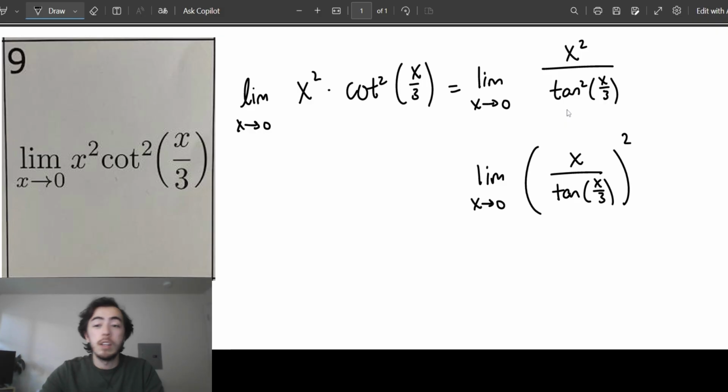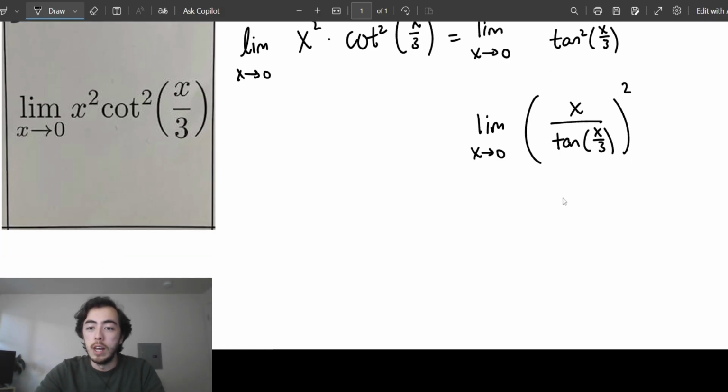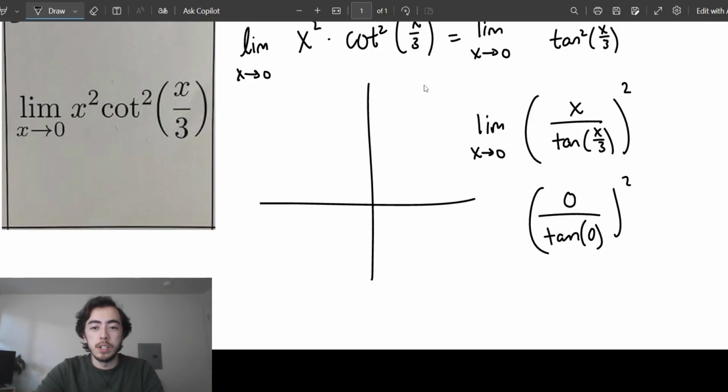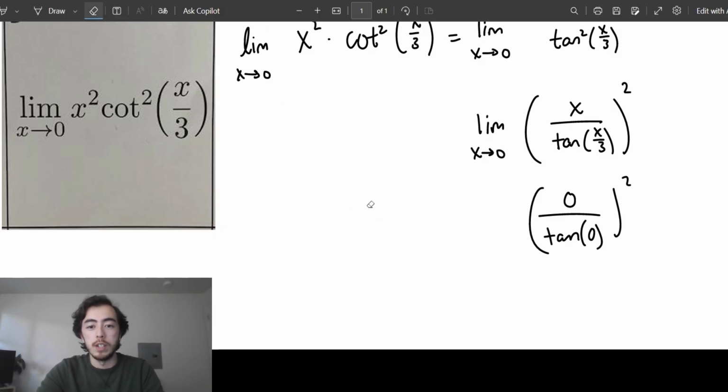Anyways, trying to do direct substitution here, I would get a 0 on top, and then on the bottom, tangent of 0 over 3 is just going to be 0. And then I'm thinking back to the tangent graph. It kind of looks like this. And so if I plug in 0, I'm also going to get 0. So we are in this scenario where we're dividing by 0 here. This is considered an indeterminate form.